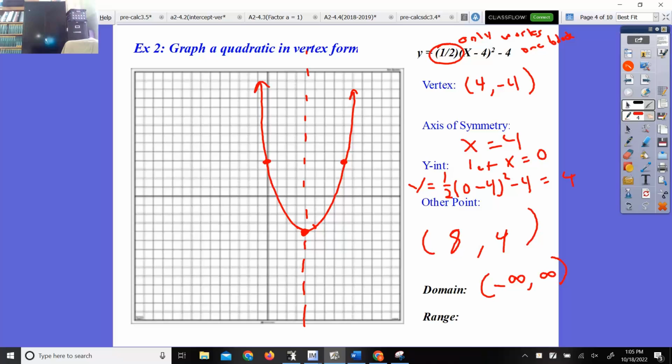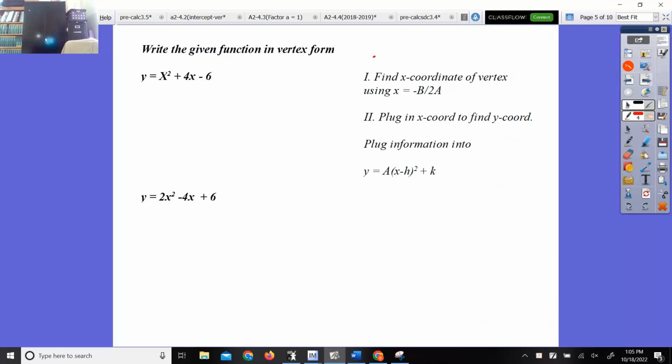Range is the one that you have to do a little thought on. Range is your values of y. What's the lowest value of y the graph reaches? -4, I agree with that. Bracket -4. What's the highest value? Infinity. There you go. Done with graphing, at least for now. Next up, some word problems.